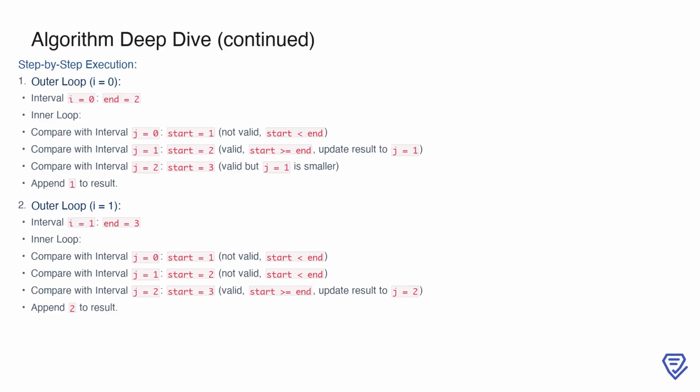In the inner loop, we compare this end value with the start values of all intervals. For interval j equals 0, the start value is 1, which is less than 2, so it's not valid. For interval j equals 1, the start value is 2, which satisfies the condition, so we update the smallest valid index to 1. For interval j equals 2, the start value is 3, which is valid but does not result in a smaller index than j equals 1. Thus, we append 1 to the result list.